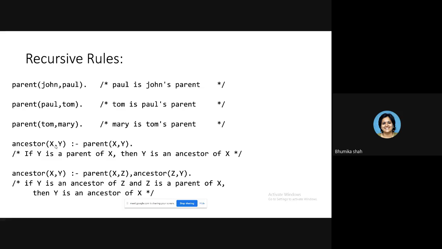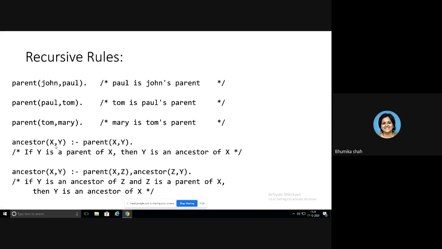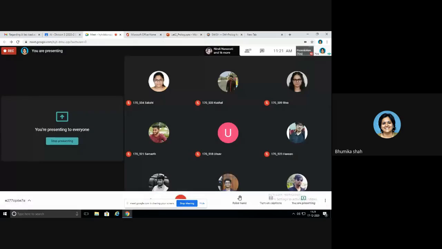Are you getting what I'm trying to say? There may be multiple levels, but in that case, anyhow, X will be having a child Z, and Z will be ancestor of Y. So we'll write it like ancestor(X, Y) :- parent(X, Z), and once again I'll call the same rule recursively, ancestor(Z, Y). Let me explain this in other ways here.